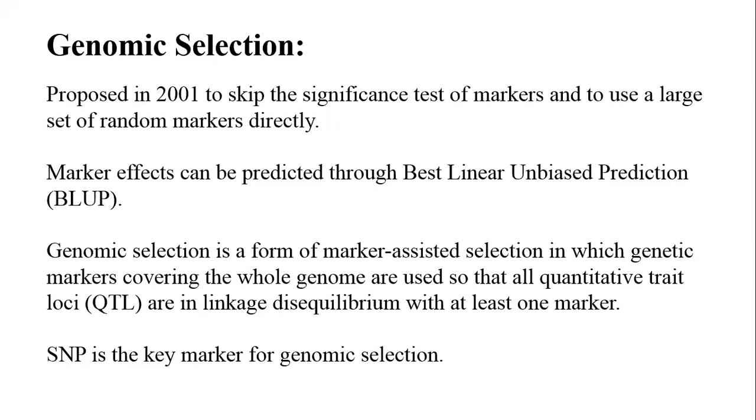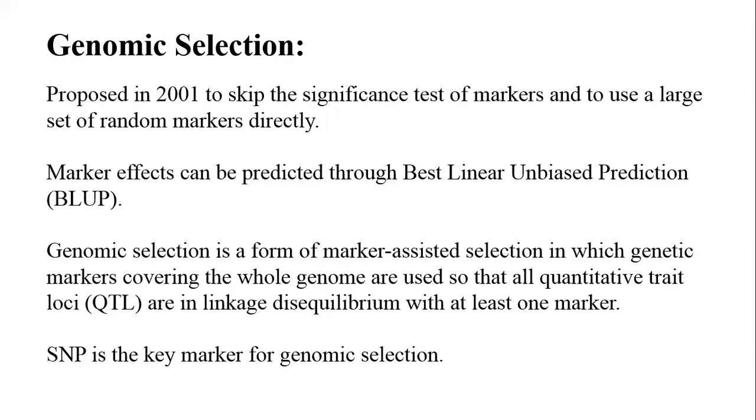Now comes genomic selection. Genomic selection is the type of selection which was proposed in 2001. It is proposed to skip the significance test of markers and to use a large set of random markers directly. In case of genomic selection, we use whole chromosome sequencing and whole chromosome mapping for identification of markers. And these markers are random, and those are selected directly from the chromosome. The marker effects can be predicted through best linear unbiased prediction.